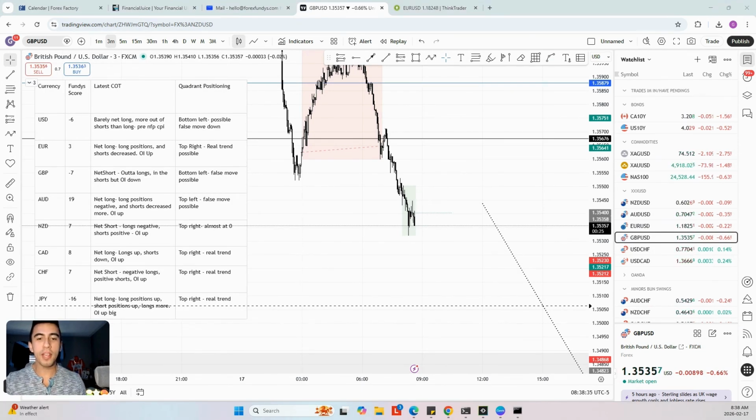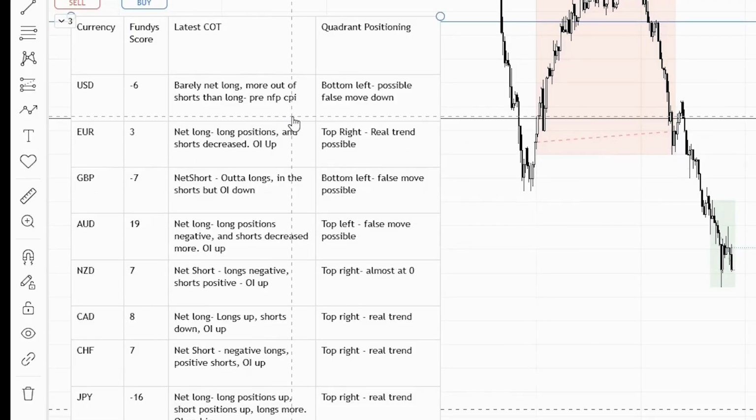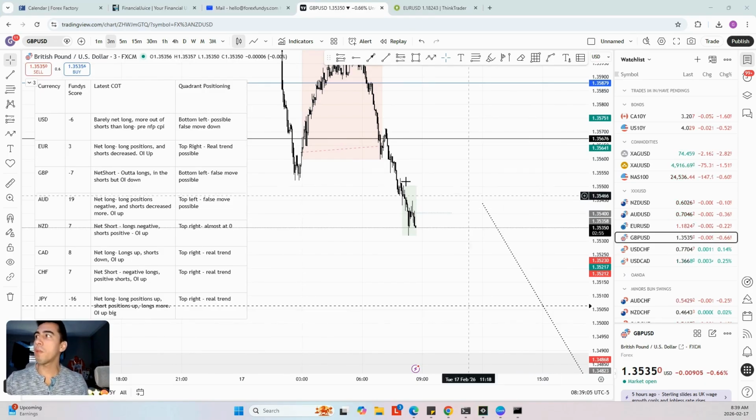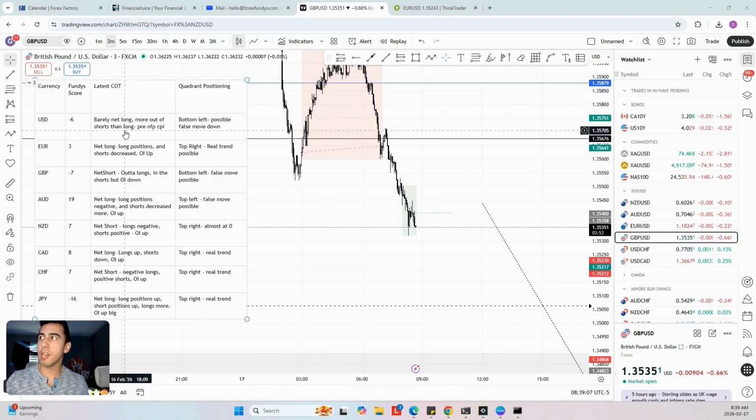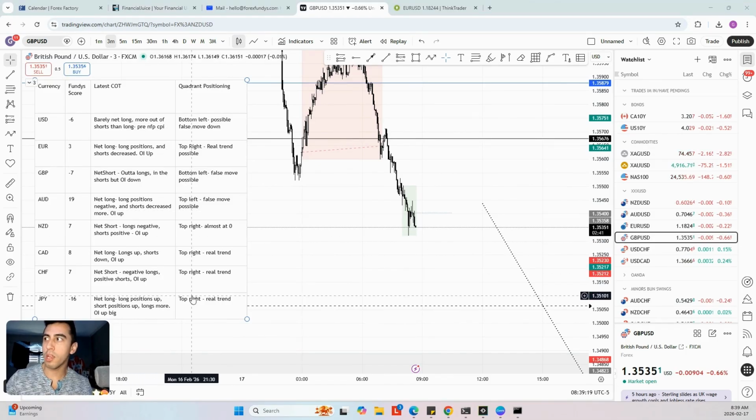Happy Trading Tuesday. So at the beginning of the week, what I like to do is update this. I manually created this table to show me what's happening with the Fundys score, the latest COT, and the quadrant positioning. I'll update this at the beginning of the week because I know none of these things will change throughout the week. The only thing that will change will be the Fundys scoring because it's updated hourly off of the events. So for example, CAD just had their CPI today, so this 8 is probably going to change.